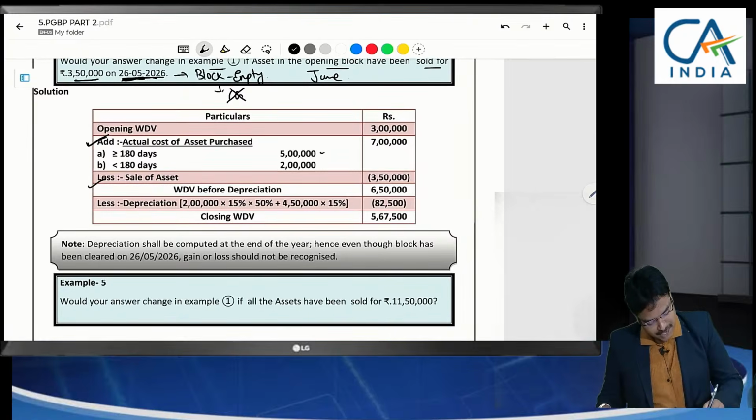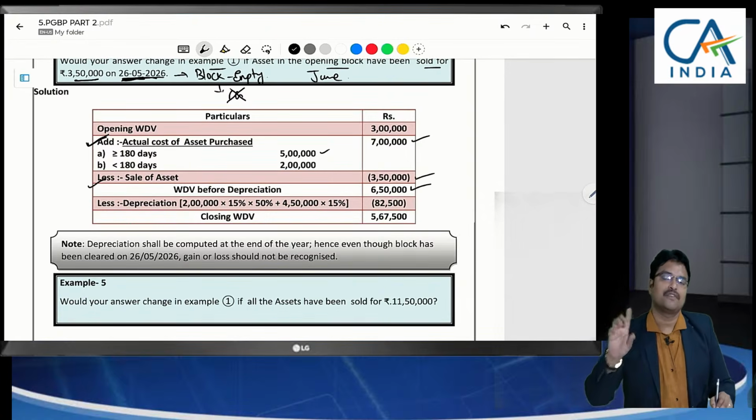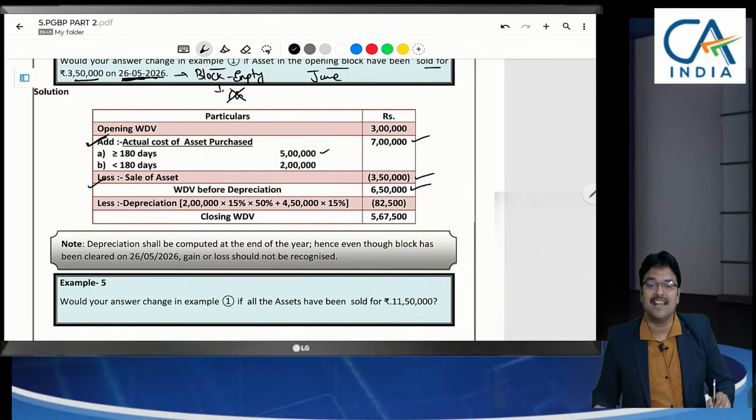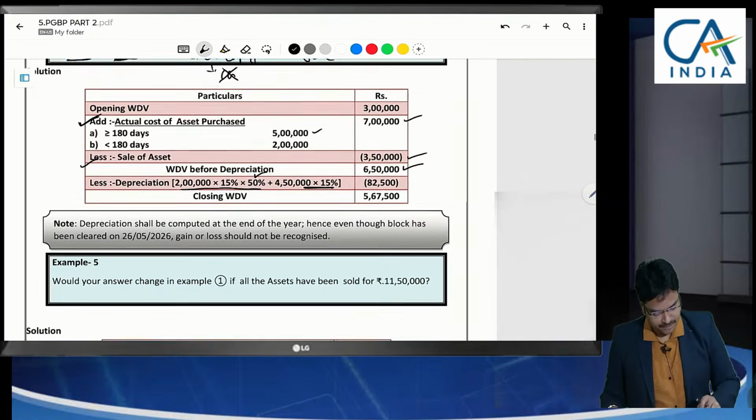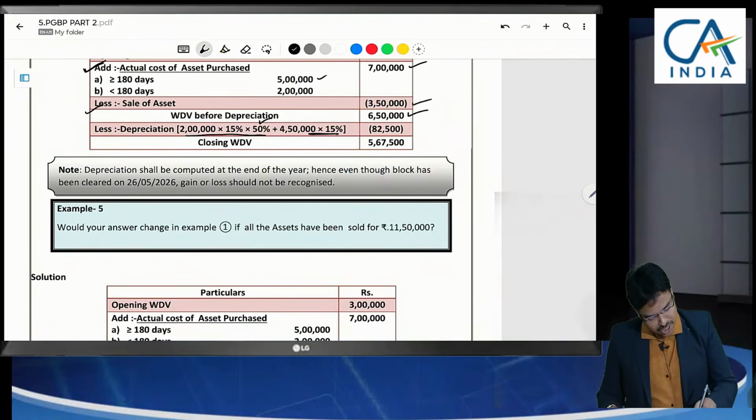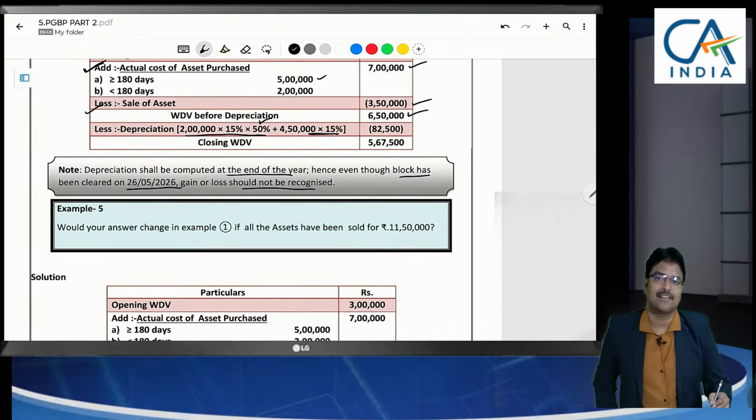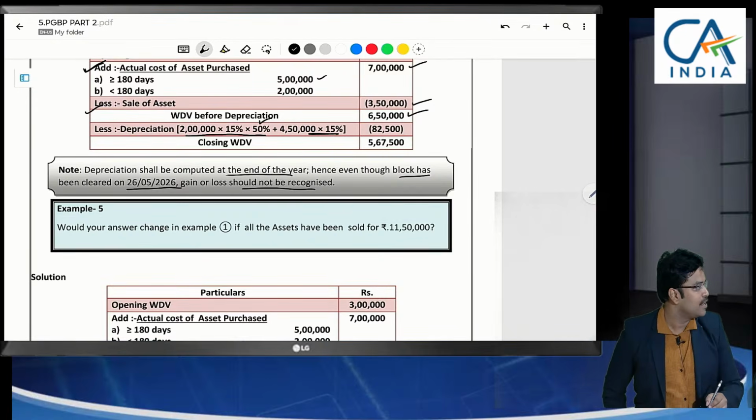So first additions have to be done, 7 lakhs, and then sales 3,50,000, so 6,50,000 is the value before depreciation. First preference should be given to the asset purchased less than 180 days. So 2 lakhs into 15% into 50%, and on balance 15% is eligible. Here only half depreciation we are claiming. So depreciation shall be computed at the end of the year. Here even though the block has been cleared on 26/5/2026, the gain or loss should not be recognized. What has been specified here is that gain or loss need not be recognized.